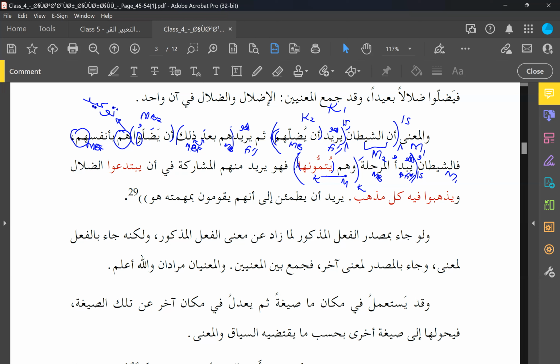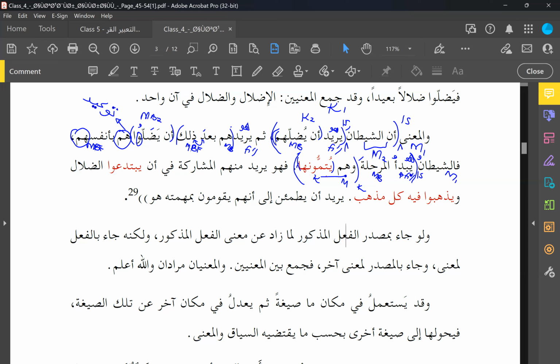Such kind of waw will mostly come after this maf'ul, right? If it's a waw hali. The thing about hal is it comes most of the time after the sentence is over. Like if you take it away, the sentence still makes sense. For example, if I say he came, it's a complete sentence. We have a fi'l and a fa'il. But if I say he came crying, you see crying is the hal. It came after the sentence. So most of the time the sentence is complete, then you have a hal.